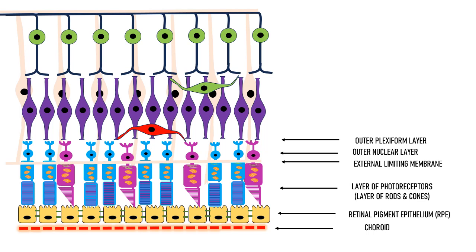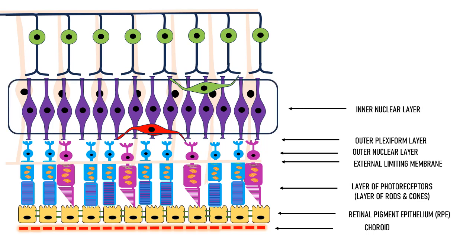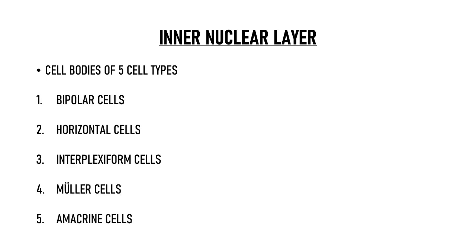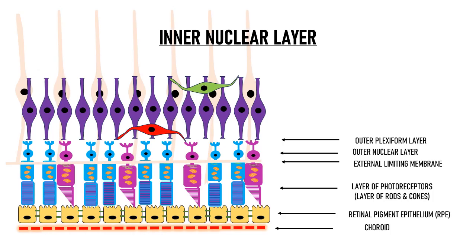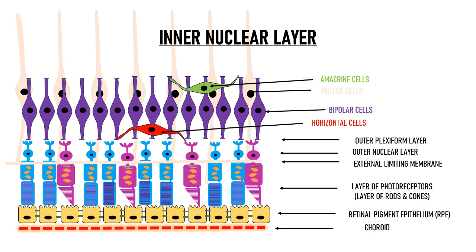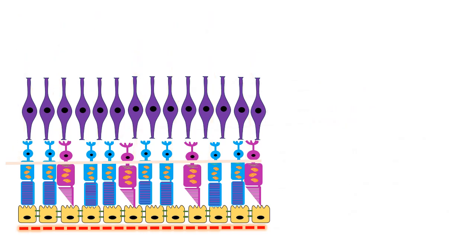So above the outer plexiform layer lies the inner nuclear layer, which is the sixth layer of retina. So just like the outer nuclear layer, this layer also contains the cell bodies and nuclei of certain cells. The cell bodies of 5 different cell types are found here: bipolar cells, horizontal cells, interplexiform cells, Mueller cells, and amacrine cells. The cells nearest to the outer plexiform layer are the horizontal cells. The amacrine cells are present near the inner plexiform layer, which lies above it, while all the other cells are located in between. Bipolar cells are the cells we are mainly concerned with.